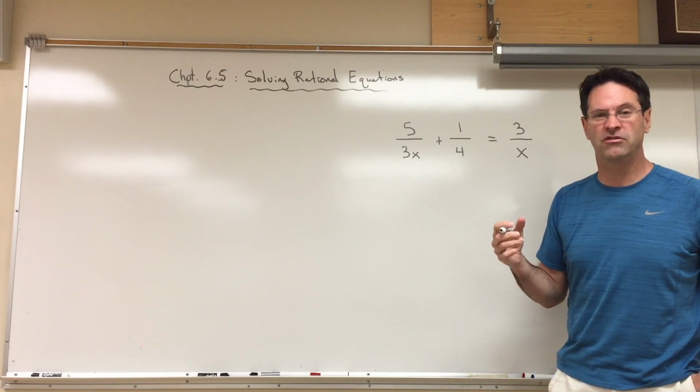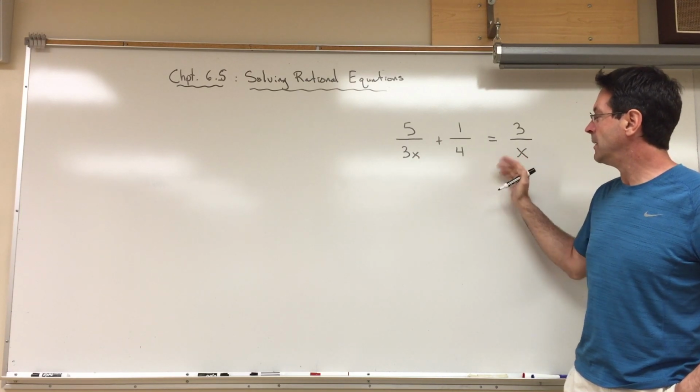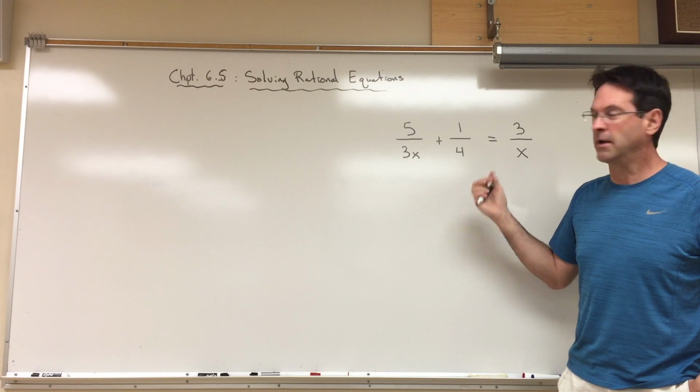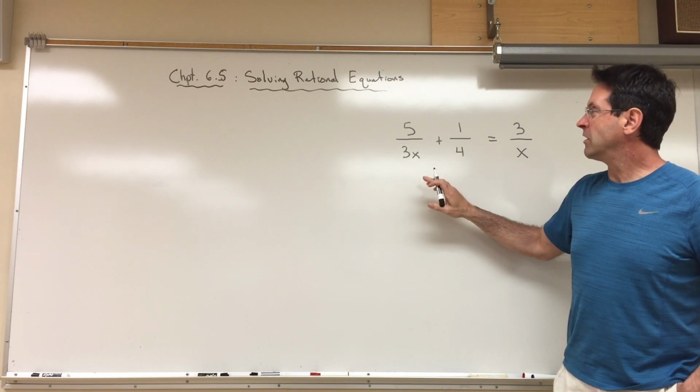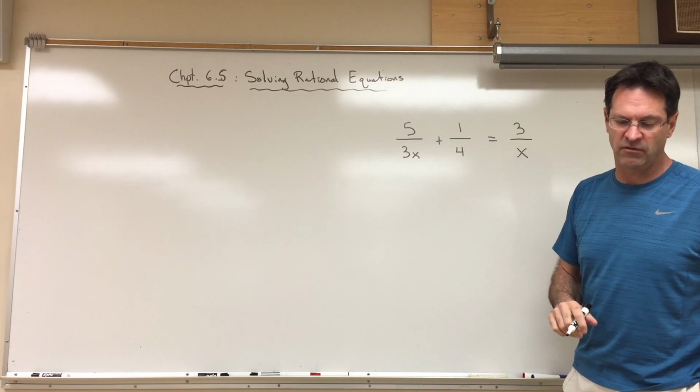We're solving equations. We're trying to find the number that when I substitute an x here and here, will make the left side simplify down to equal the right side. Rational equations have the variable in the denominator. So we're going to look at a couple of ways of doing this.